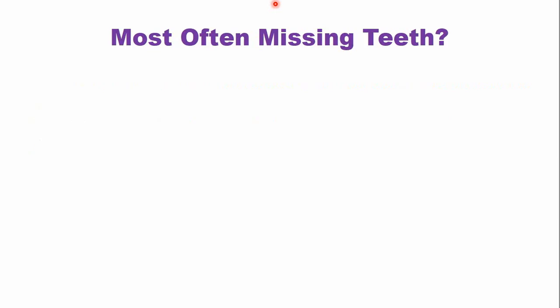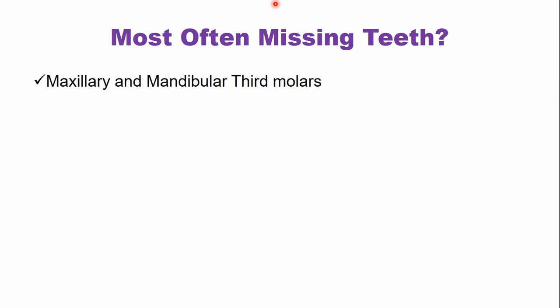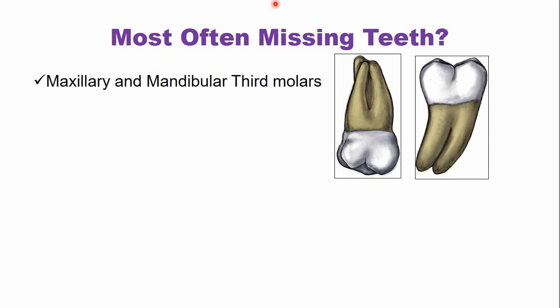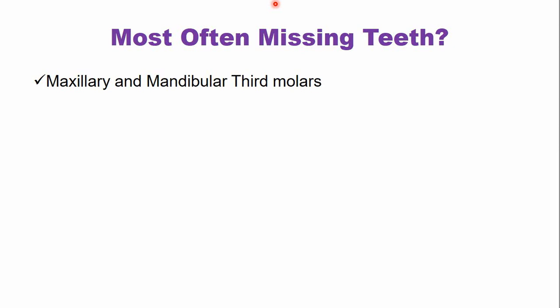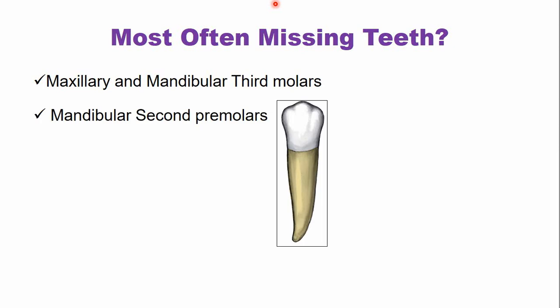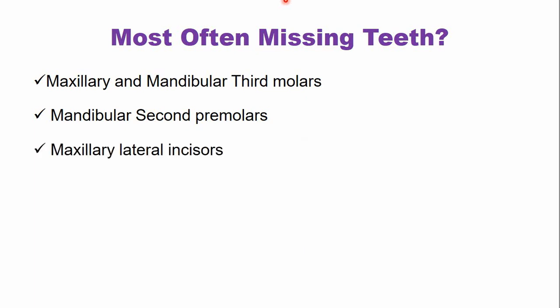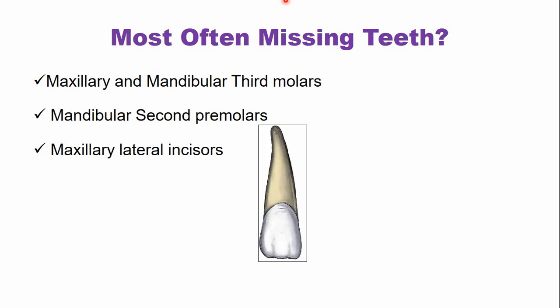The most commonly missing teeth are the maxillary and the mandibular third molars. The second most common missing teeth are the mandibular second premolars, though the maxillary second premolars are also missing in some cases. In the anterior region, the most commonly missing teeth are the maxillary lateral incisors.